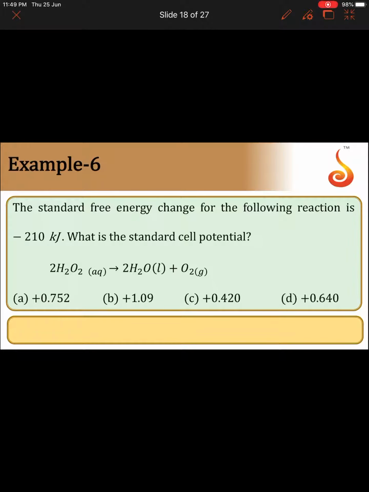The standard free energy change for the following reaction is minus 210 kilojoules. What is the standard cell potential? The given reaction is 2H2O2 gives rise to 2H2O plus O2.